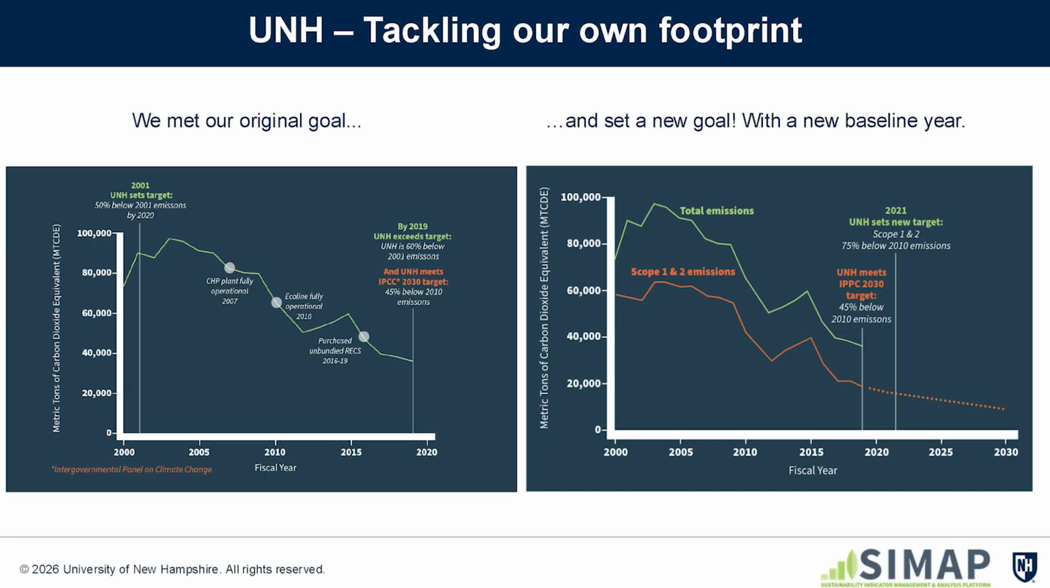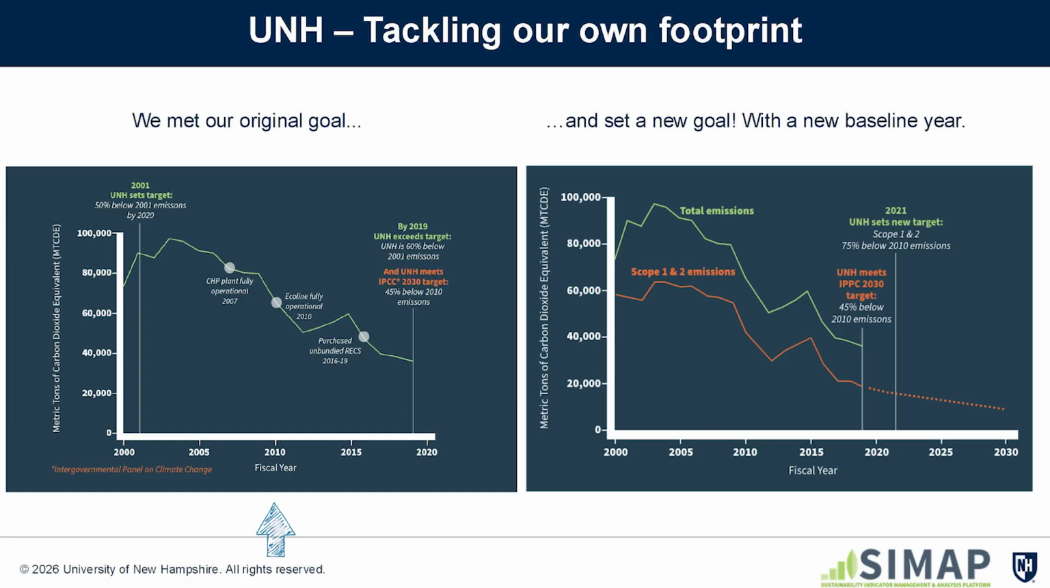Over the next decade, that exercise and that conversation spurred us to set a long-term goal of carbon neutrality for the university, and then a short-term goal of reducing our emissions by 50% by 2020 from 2001 levels using that first inventory. So here on this slide, you can see the results of our emissions tracking for UNH over the years. And you can see, well, I don't know, it's a little tiny.